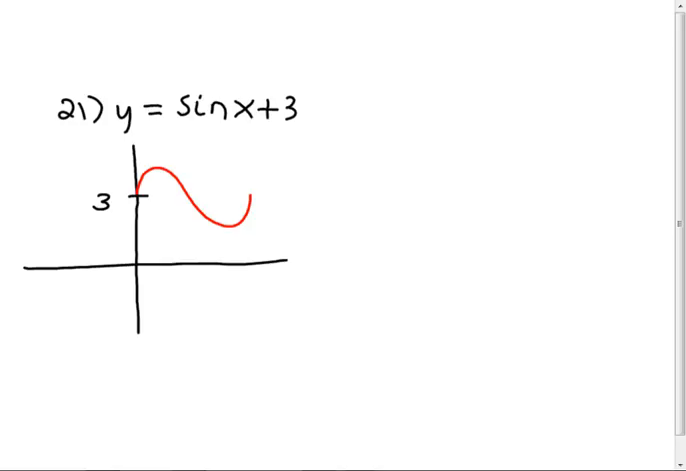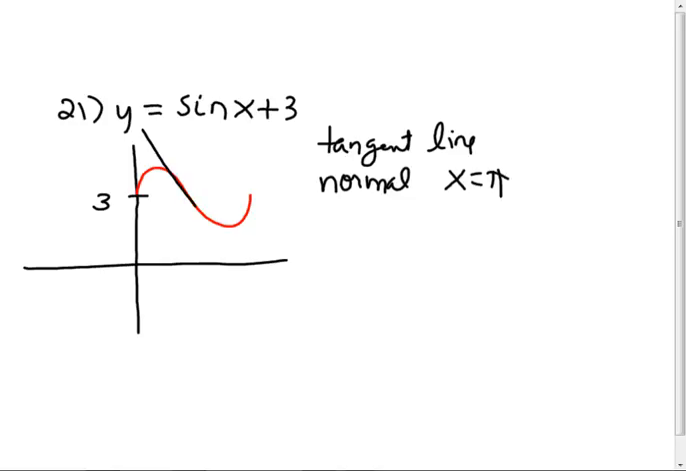Okay, they're asking us for the equation of the tangent line and the normal line at where? At x equals pi. So I want the tangent line and normal line. What does normal mean? Perpendicular. At x equals pi. So I want this guy, and I want this guy. There's pi.